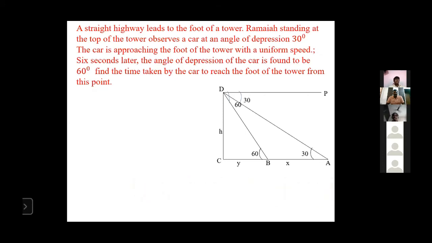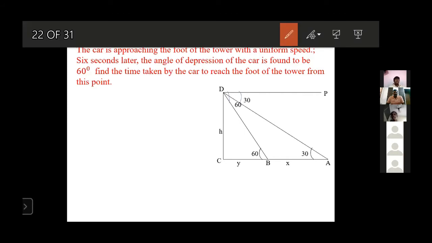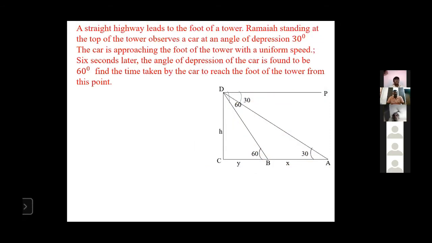Now this PDA is a Z shape. When it is a Z shape, the angles are always equal, so if here it is 30 degrees, then here also 30 degrees. And this is also a Z shape. So if here 60 degrees, here also 60 degrees. Did you get it, friends? Yes, we got it.